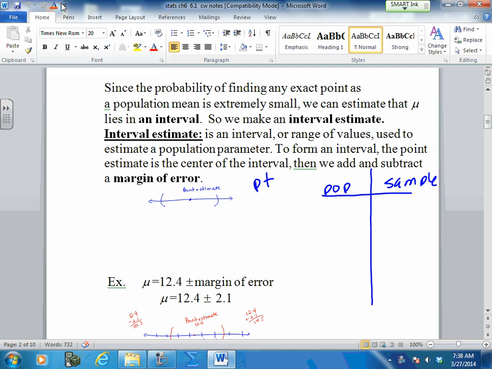This is where your point estimate comes in. You have your mean for your population. You have your sample mean. When you do your L1 table and you find your mean, there's your X bar, your sample mean.